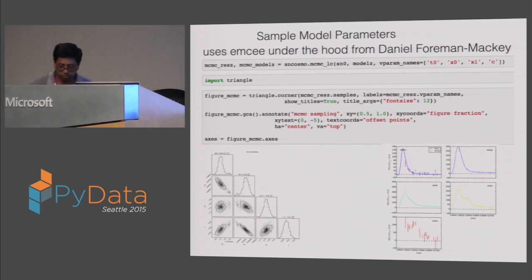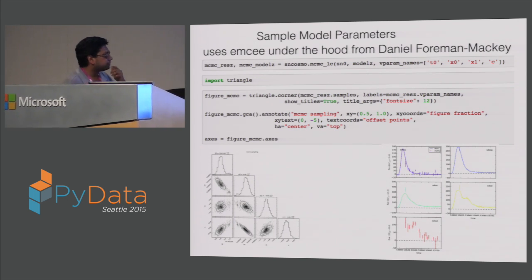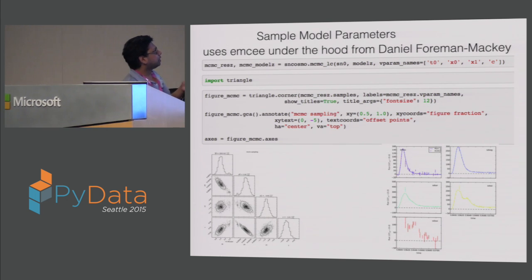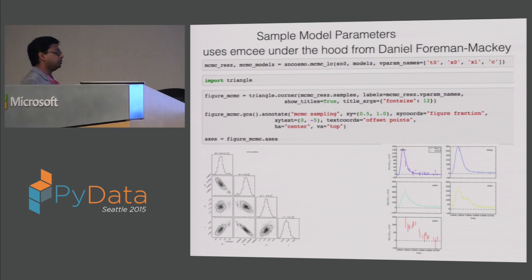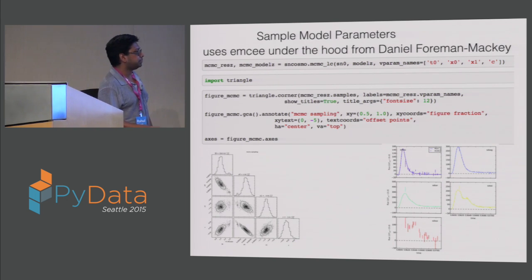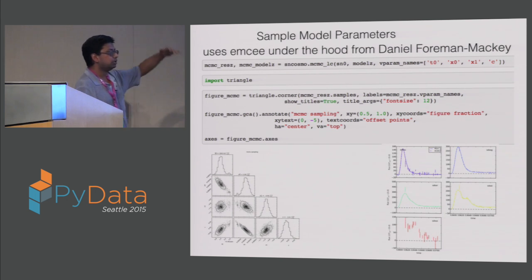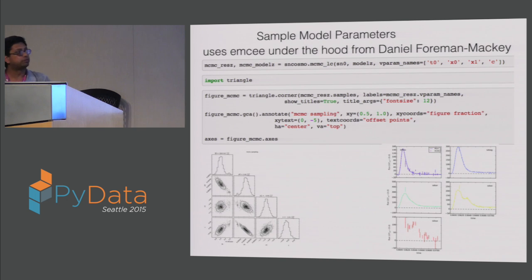You might want to do something like a sampling of the parameters. So you might say that I don't just want the maximum likelihood estimate. I may want to find the posteriors of the model parameters of SALT. So these are the model parameters of SALT. T0 is the time at which you saw the peak. X0 is an amplitude. X1 is this stretch kind of object, and color is essentially the slope of the spectrum.